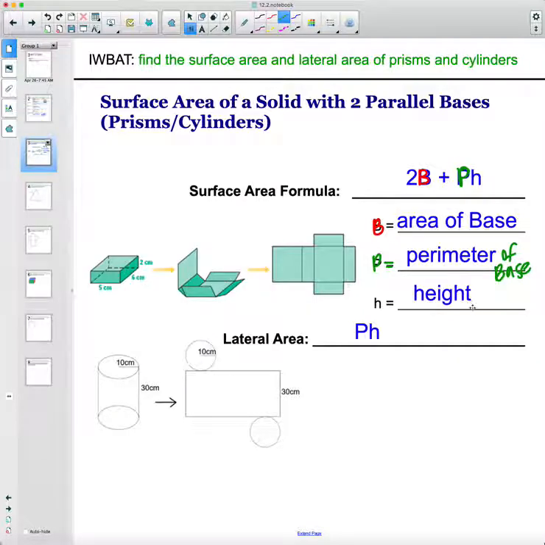So the height connects the bases. It's the distance between the bases. So 2 times the area of the base plus the perimeter times the height. And then the lateral surface area would just not include the bases. So the lateral area is just the perimeter times the height. That'll give you your lateral area.